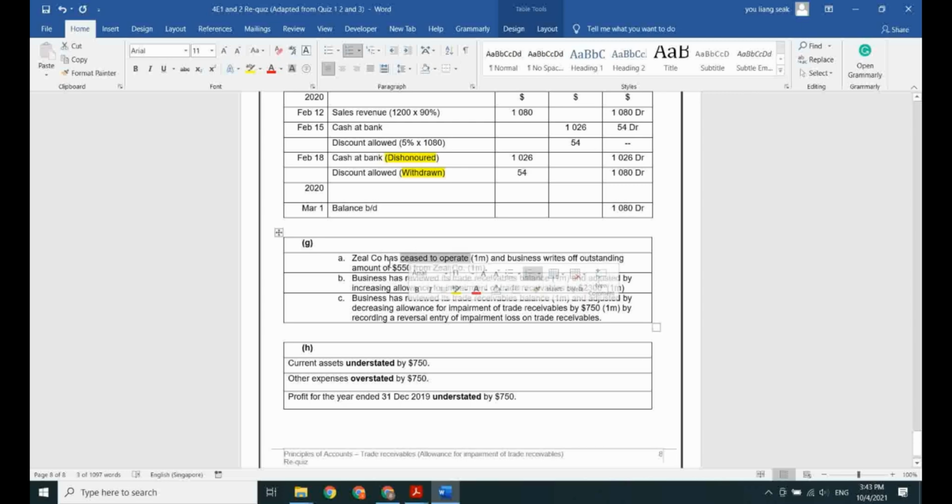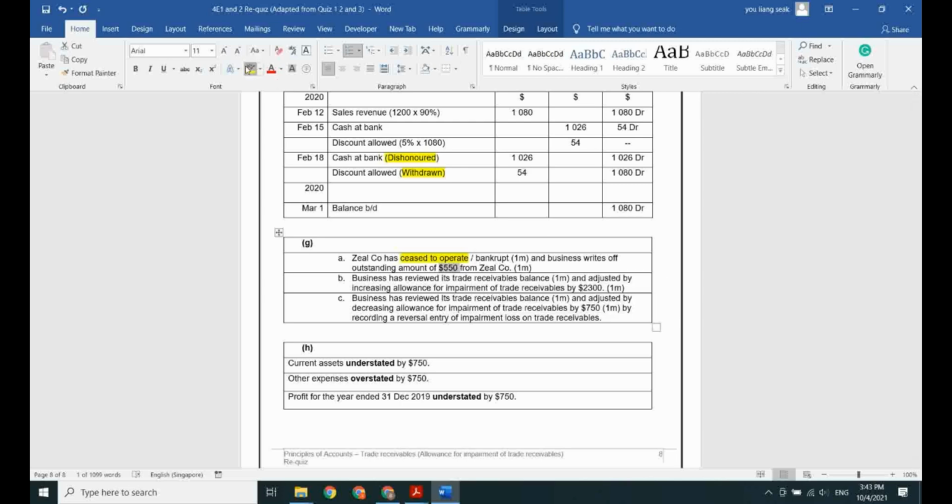For A, we know it's writing off. Okay, we have to give a reason. You can either say ZealCo has ceased to operate, or if you want to say that it has gone bankrupt, you're not wrong also, and you'll still get the marks. Talk about bankruptcy, ceased to operate or went bankrupt, and the business then needs to write off this outstanding amount of $550.